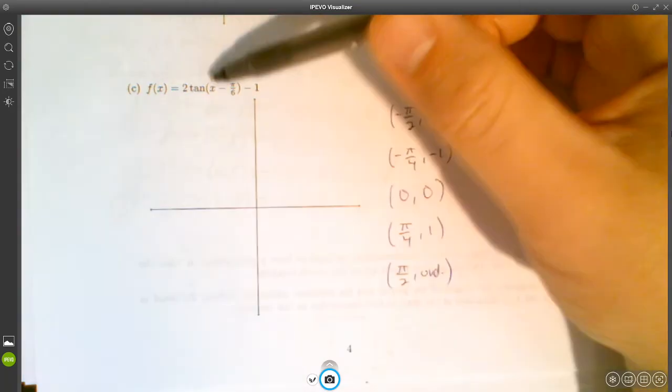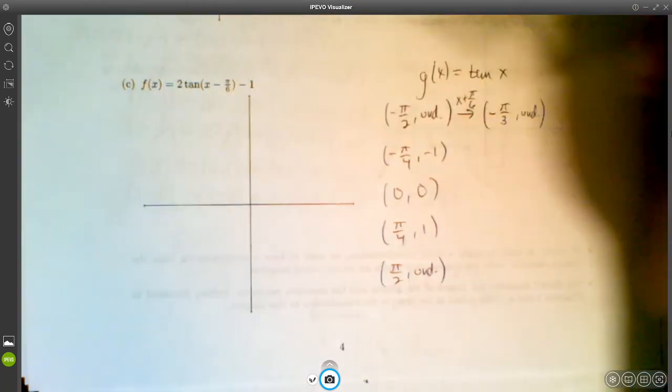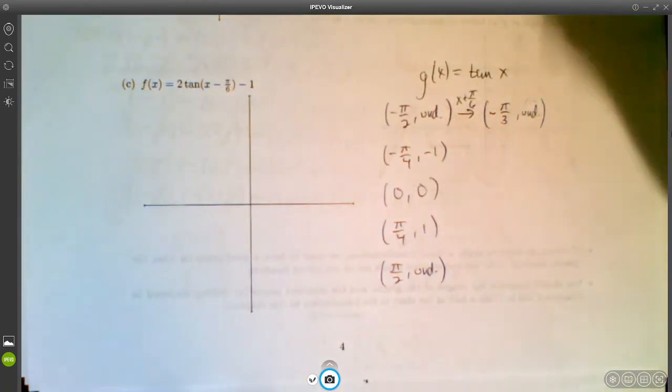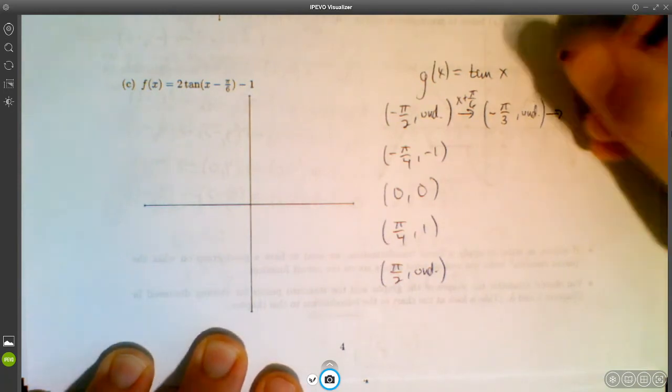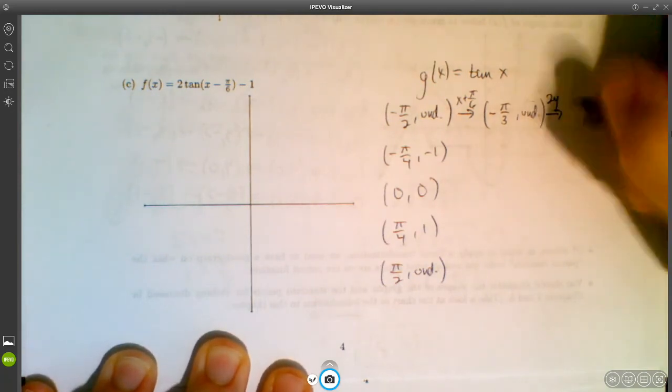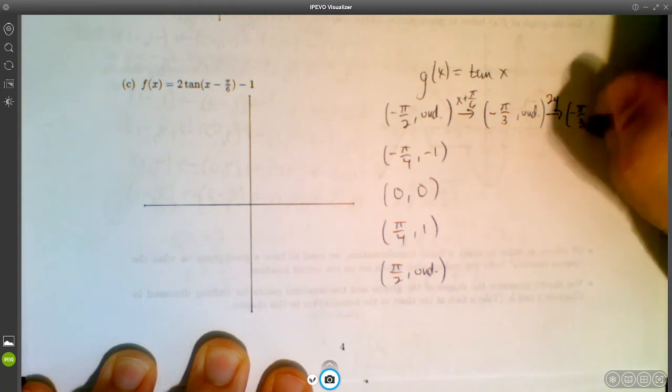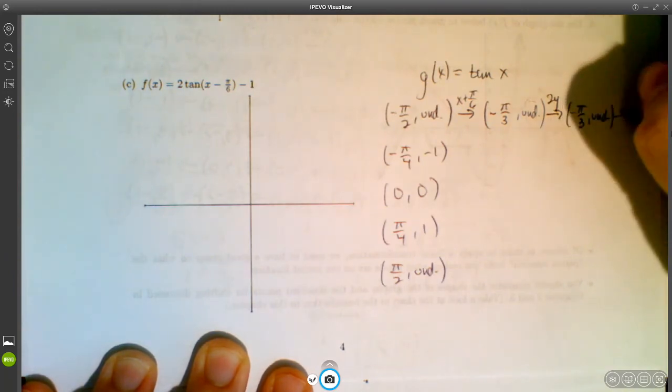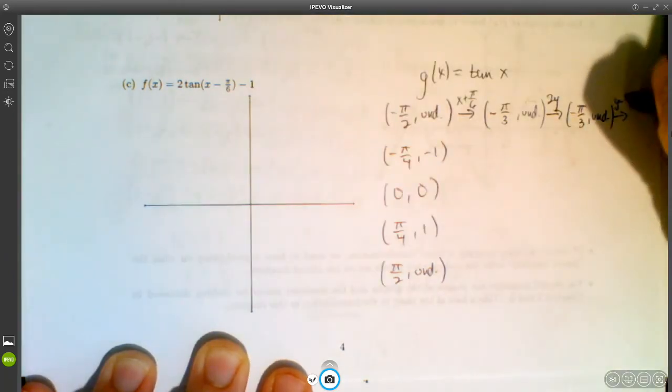And then as far as the y-coordinate is concerned, I'm going to multiply with 2 and then subtract 1, but it's still just going to be an undefined value. I'm just going to write it down just for the sake of completeness. So this is 2y, still going to be undefined. And then y minus 1 is still going to be undefined.